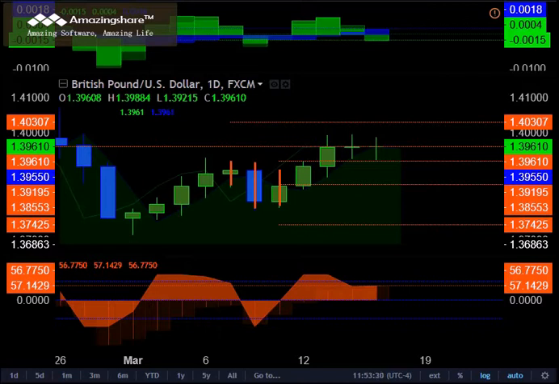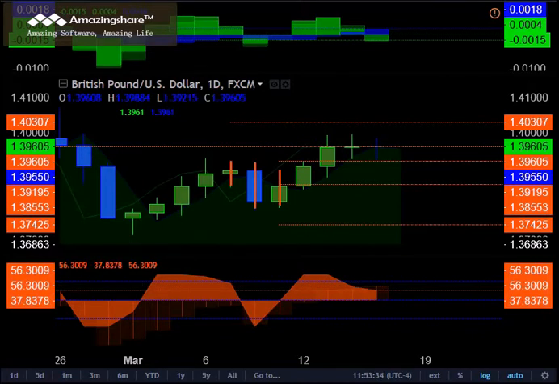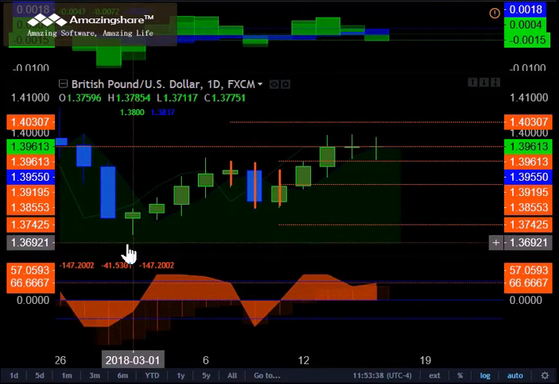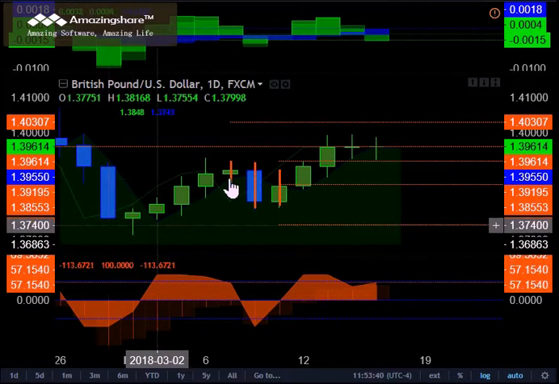In focus this week, the Great British Pound Sterling. We are looking right here at the British Pound US dollar trade. We've had a bounce from a trend support in play for a couple of weeks.